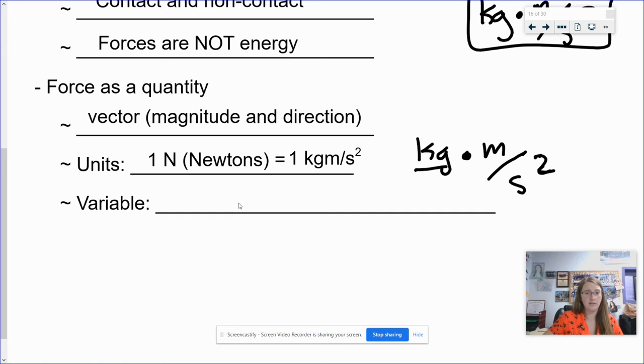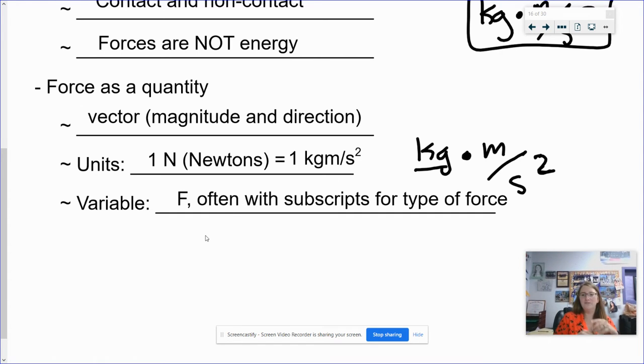Okay, lastly, giving us the background information here for forces. The variable is F, and often it has a little subscript for what type of force it is. We're going to talk about that by the end of this video. But for example, the force of gravity, we put F with the subscript of G. And we're going to talk more about lots of different types of forces. There's 5 main ones that we're going to be focusing on right now.